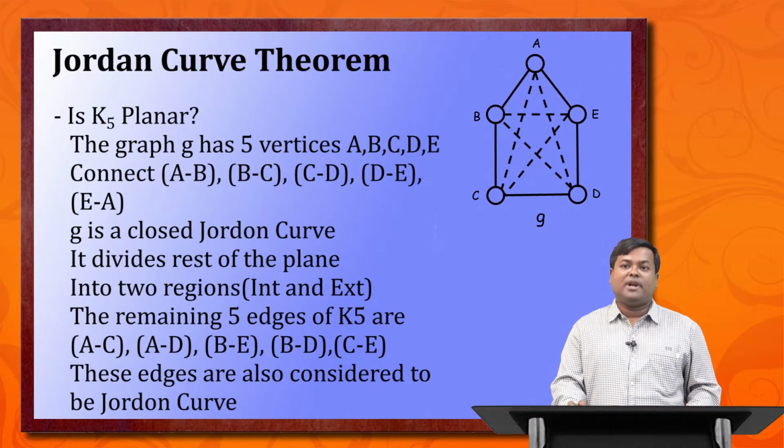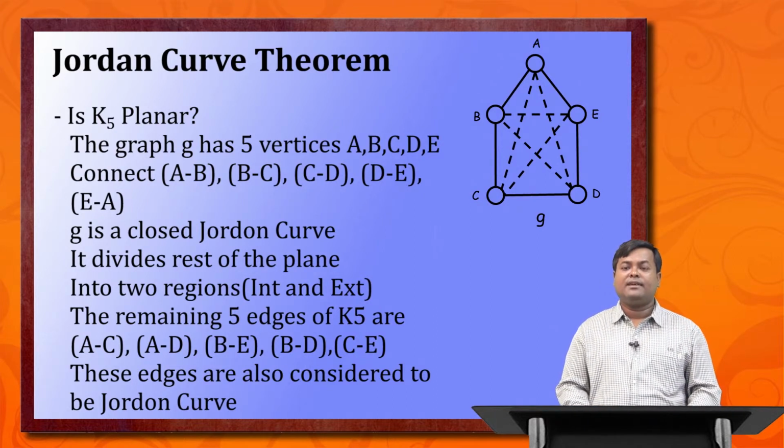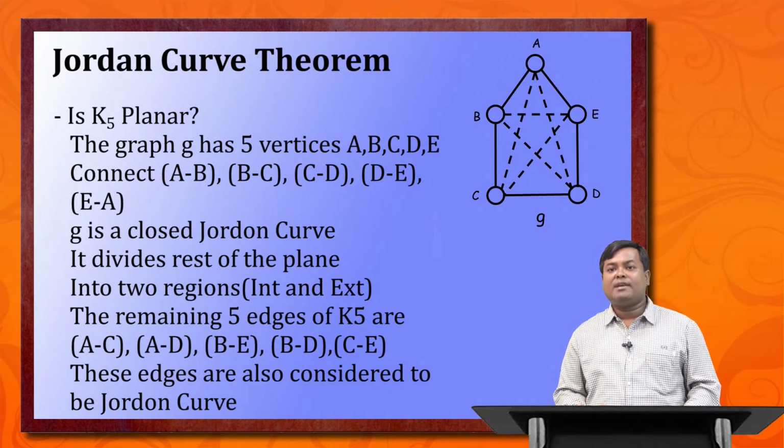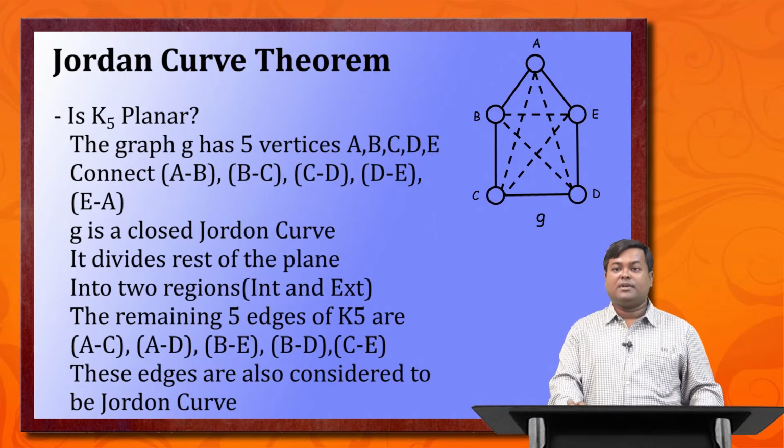Now if you look properly, we can see that each of these 5 remaining edges is basically another Jordan curve. Now let's say AC is a Jordan curve and A, B, C, D, E is a closed Jordan curve. According to the Jordan corollary, since A and C are on the closed Jordan curve A, B, C, D, E, we can always say the AC Jordan curve will be either inside the closed Jordan curve A, B, C, D, E or outside of it. So these edges are also considered to be Jordan curves.